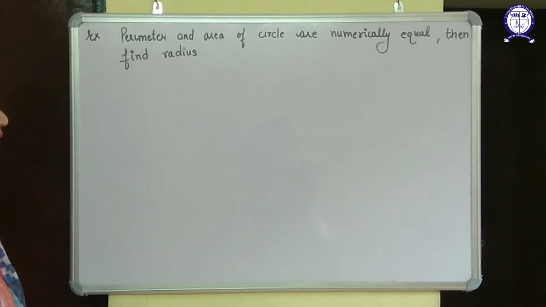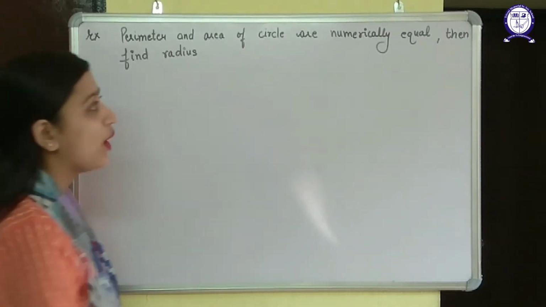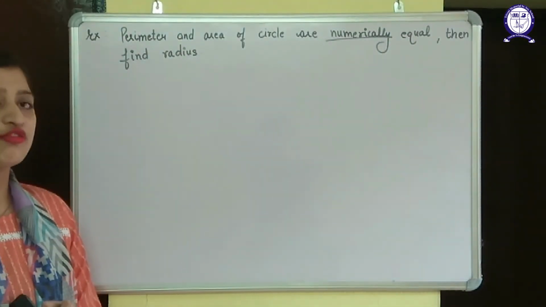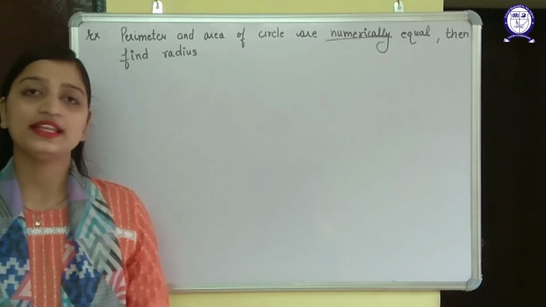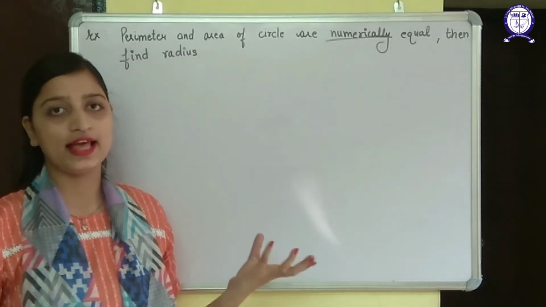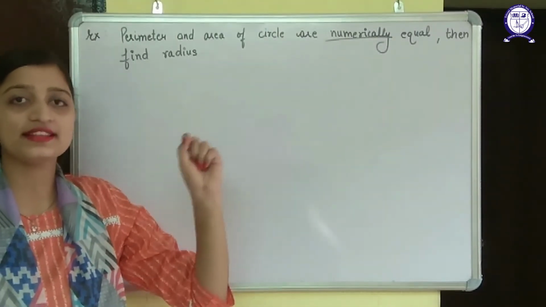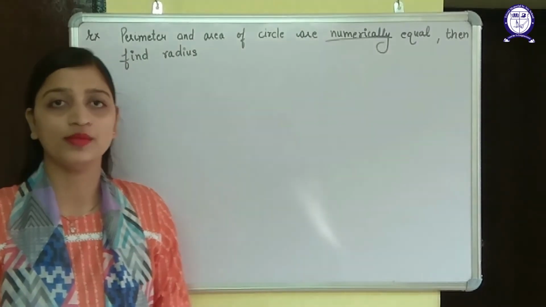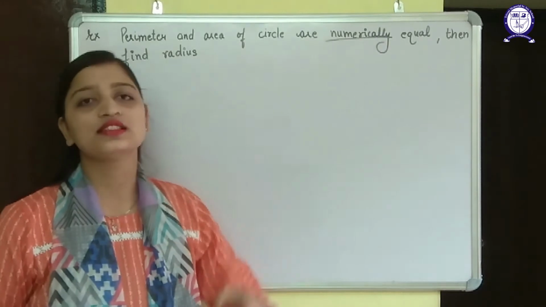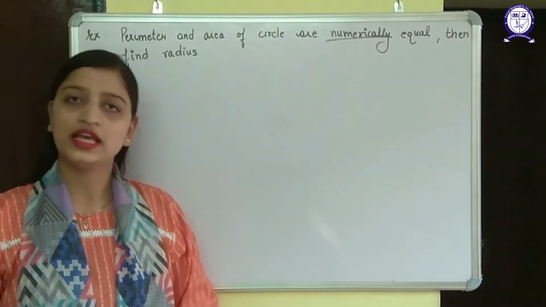Okay, it says perimeter and area of circle are numerically equal. Why does it write numerically? Because according to the formula, perimeter and area have different formulas. But when we put the value of radius in them, the answer we get at the end by putting r in the formula is the numerical answer, right? The numerical answers for both of them are equal. That's why it says numerically equal.